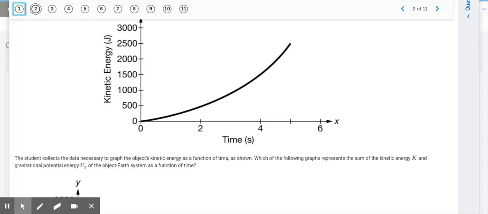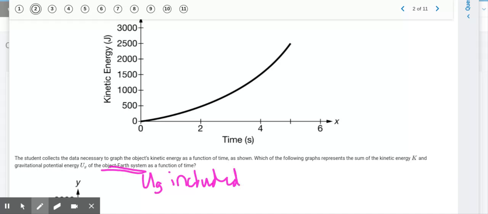So here's the kinetic energy. The student collects the data necessary to graph the object's kinetic energy as a function of time, which they show us. Which of the following graphs represents the sum of kinetic energy and gravitational potential energy of the object-Earth system as a function of time? So we know that it's the object-Earth system, great.